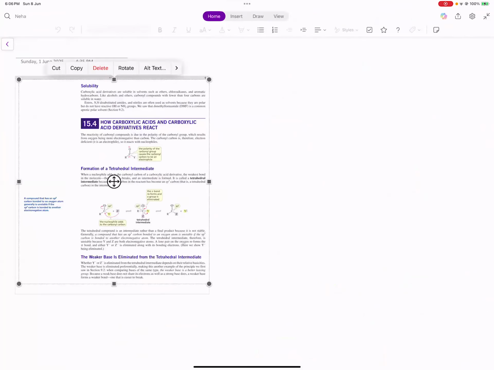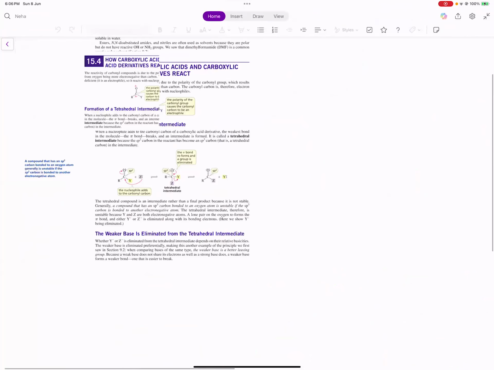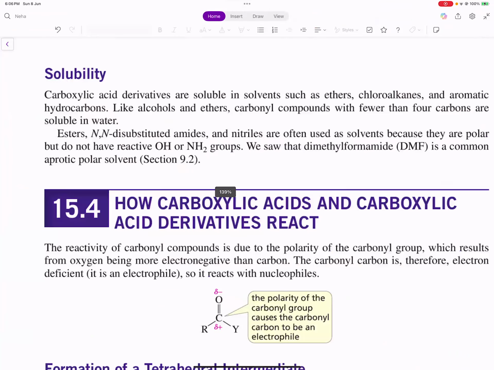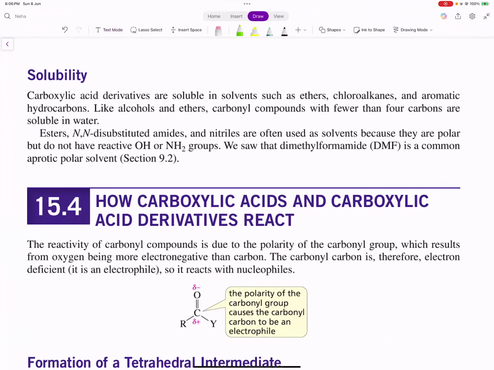Okay. Now solubility. Again, like dissolves like. If things are polar, they are going to dissolve, and if they are not, they are not going to dissolve. So carboxylic acid derivatives are soluble in solvents such as ethers, chloroalkanes, and aromatic hydrocarbons. And like alcohols and ethers, carbonyl compounds with fewer than 4 carbons are soluble in water. Esters and disubstituted amides and nitriles are often used as solvents because they are polar but do not have reactive OH or NH2 groups. We do not want these.